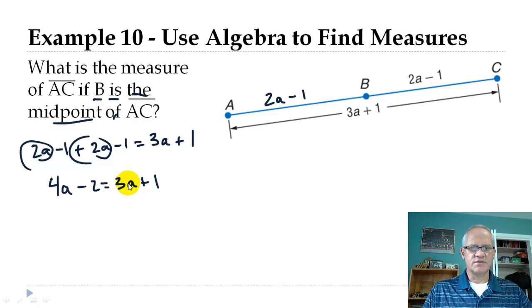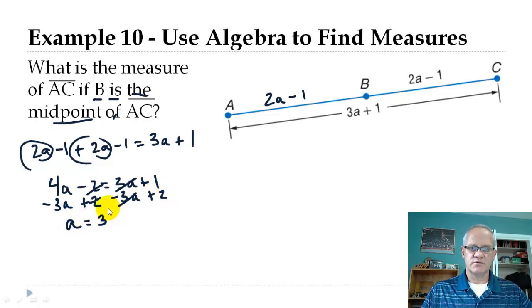Now I'm going to take this A and combine it with that A. So I'm moving to the opposite side, so I do the opposite thing. It's a positive 3A, so I subtract 3A to cancel. And this is a negative 2, so I do the opposite. To move it to the opposite side, I add 2. 4A minus 3A is 1A. 1 plus 2 is 3.